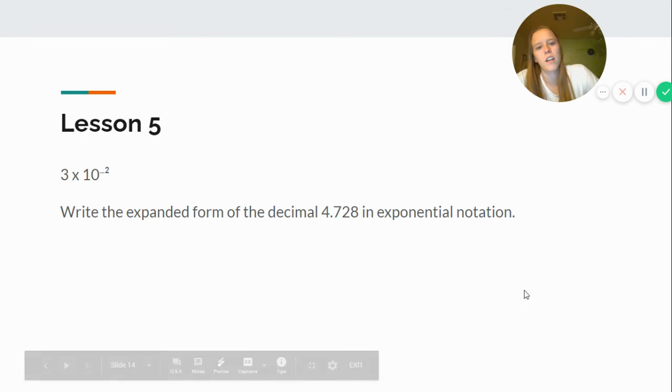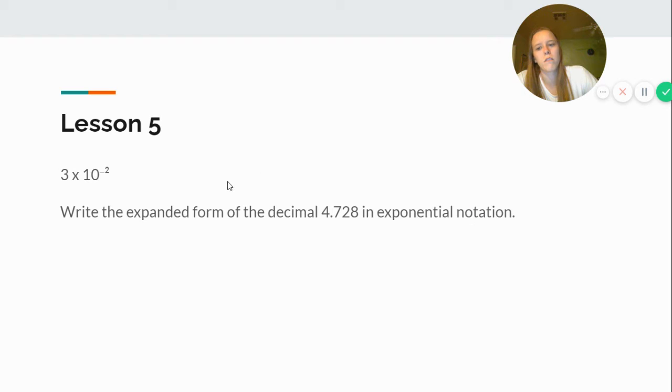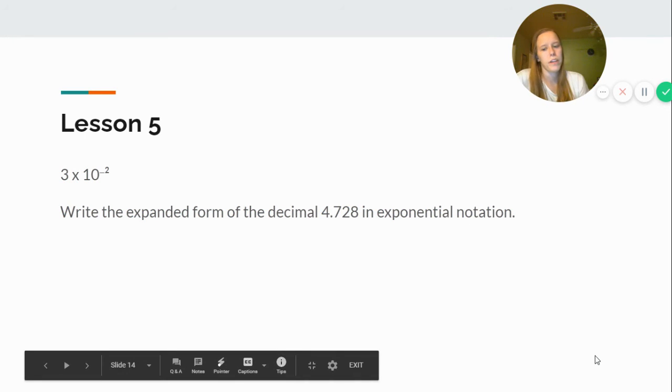So 2 problems again here with negative exponents. Go ahead, work through these, and then hit play when you're ready to see the answer.